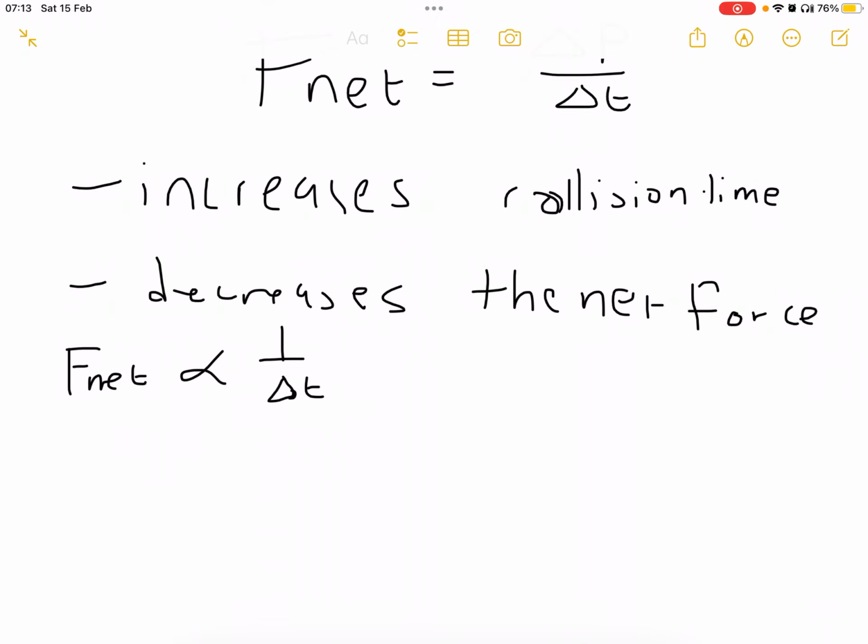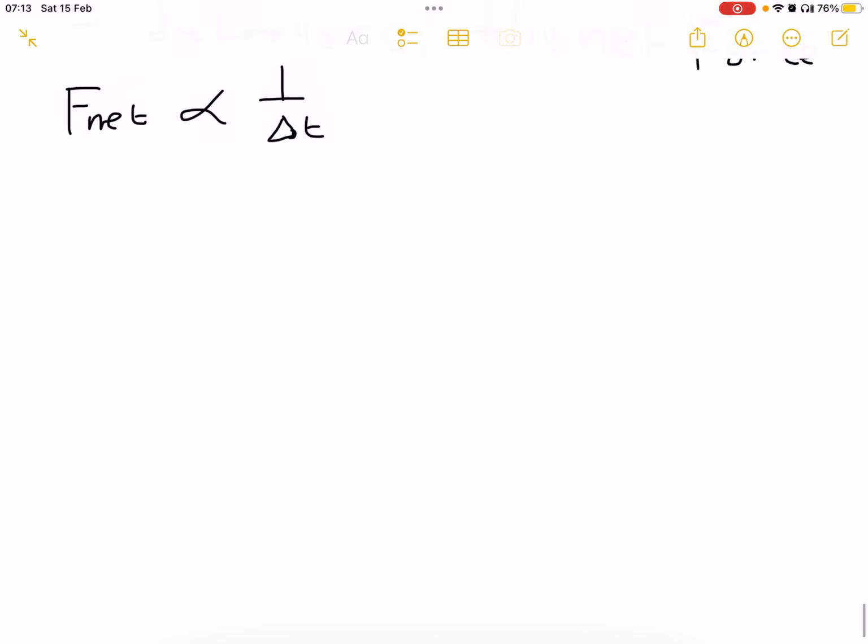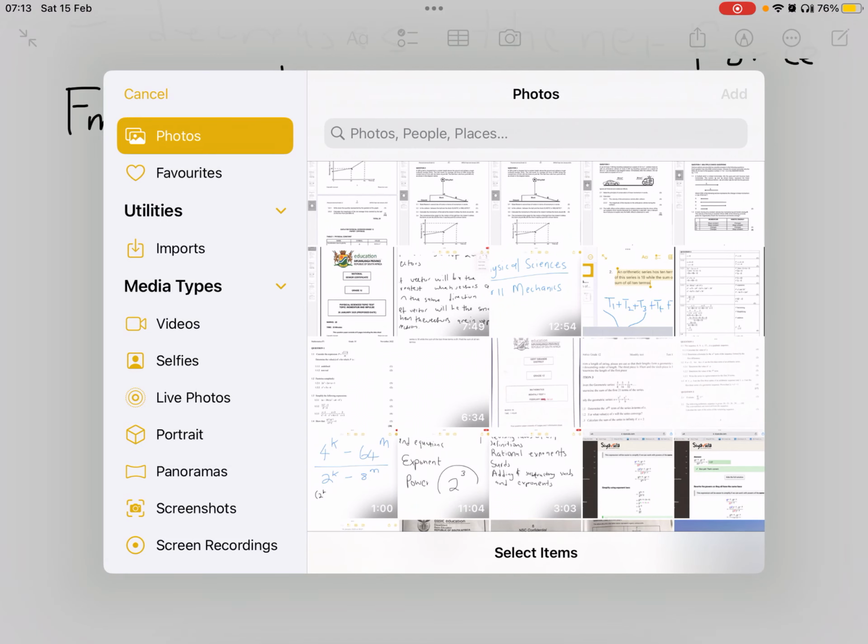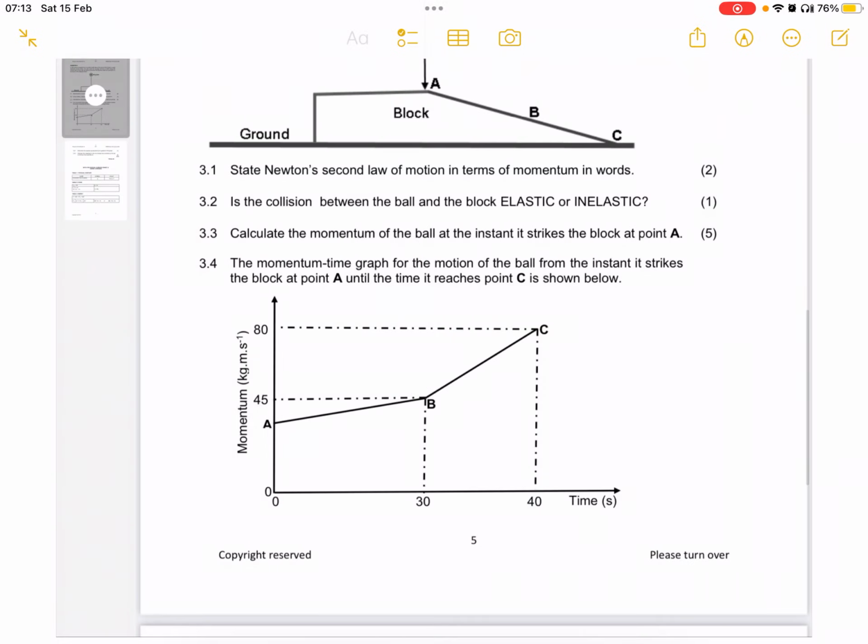I want to do the last question, number 3, as quickly as possible because I think this question has taken a bit long. Alright.